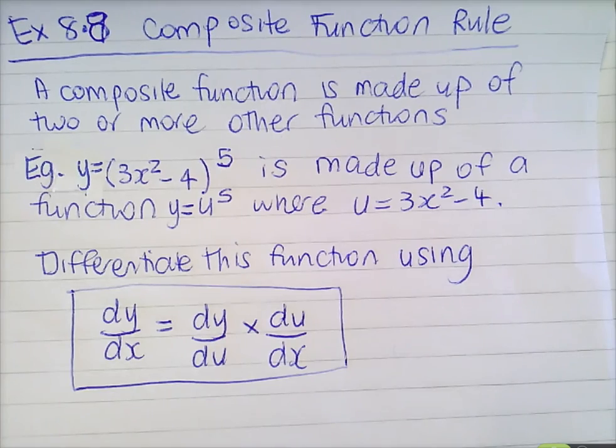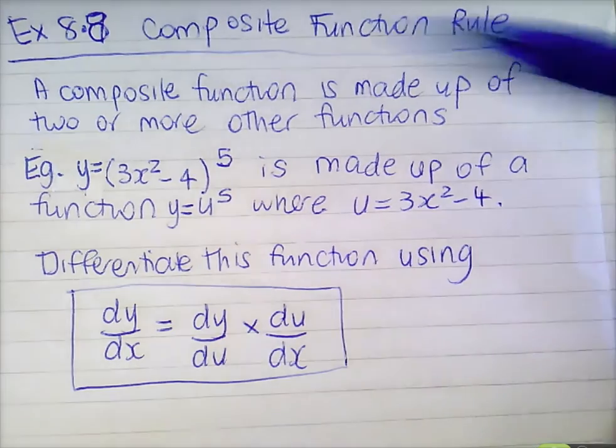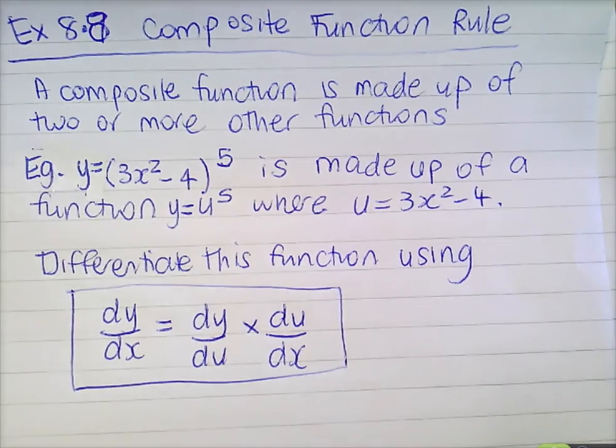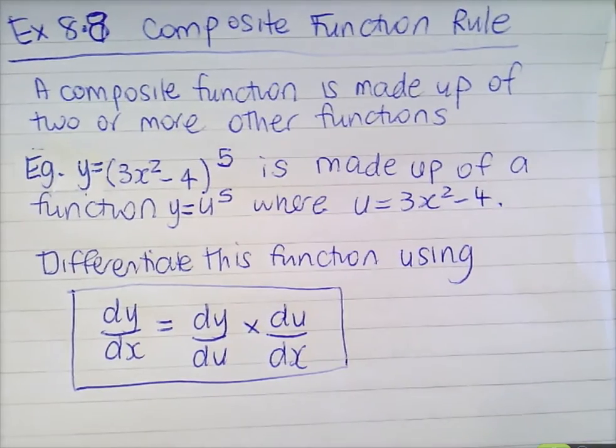Okay, exercise 8.8, the composite function rule. A composite function is made up of two or more other functions, okay? In 2-unit, we only do it with two other functions. In 3-unit, we may do it with three functions.